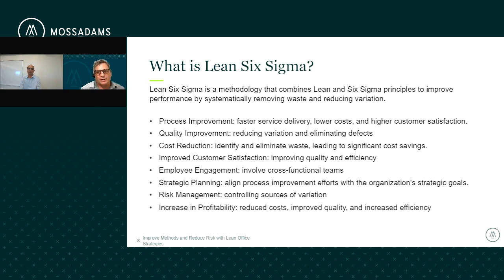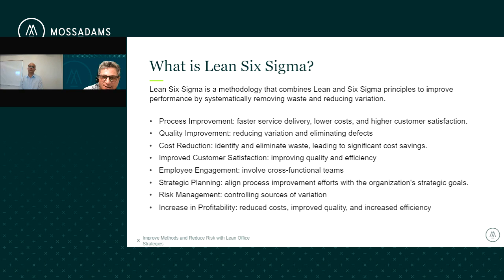Continuing on this idea of what is Six Sigma: again, process improvement. We want to talk about performance by systematically removing waste and variation. Process improvement leads to faster delivery and lower costs, which in turn leads to higher customer satisfaction. We want to talk about quality improvement, reducing variation and eliminating defects, which also affects risk management. We want to talk about cost reduction.